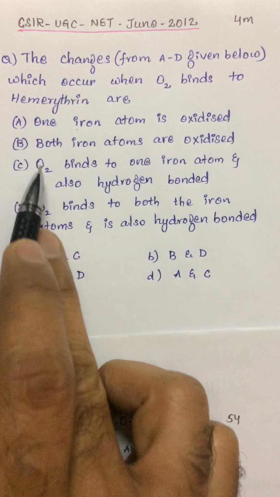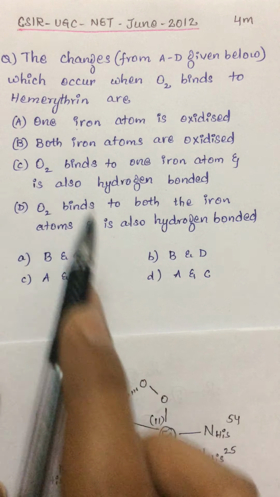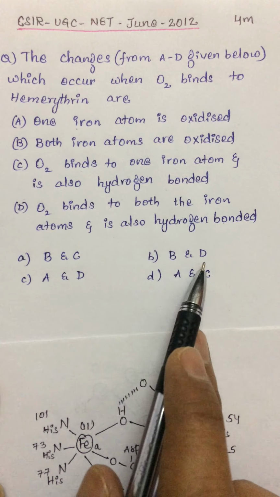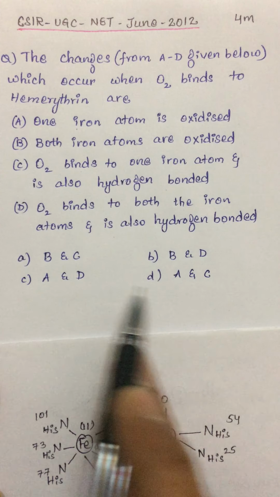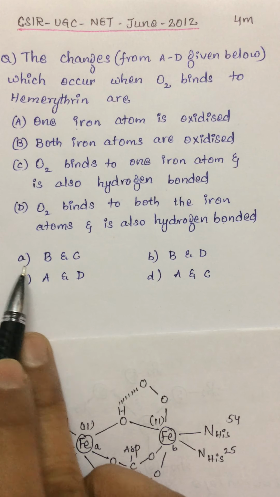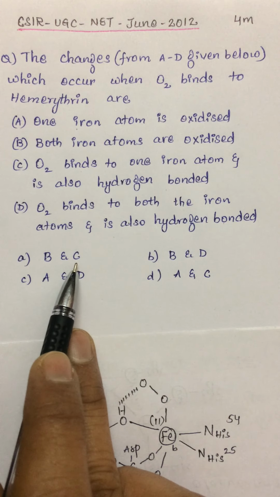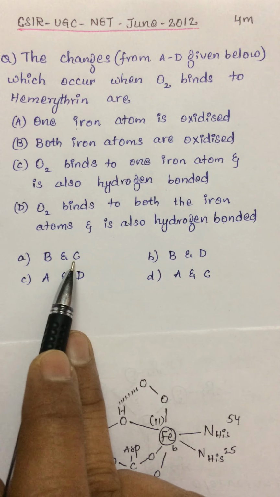Now we have to check for a combination of B and C. B and C is a combination, with A. This is B and D, A and D, and A and C. So the answer must be a combination of both irons getting oxidized and only one iron atom binding to dioxygen along with a hydrogen bond. So this is the option.